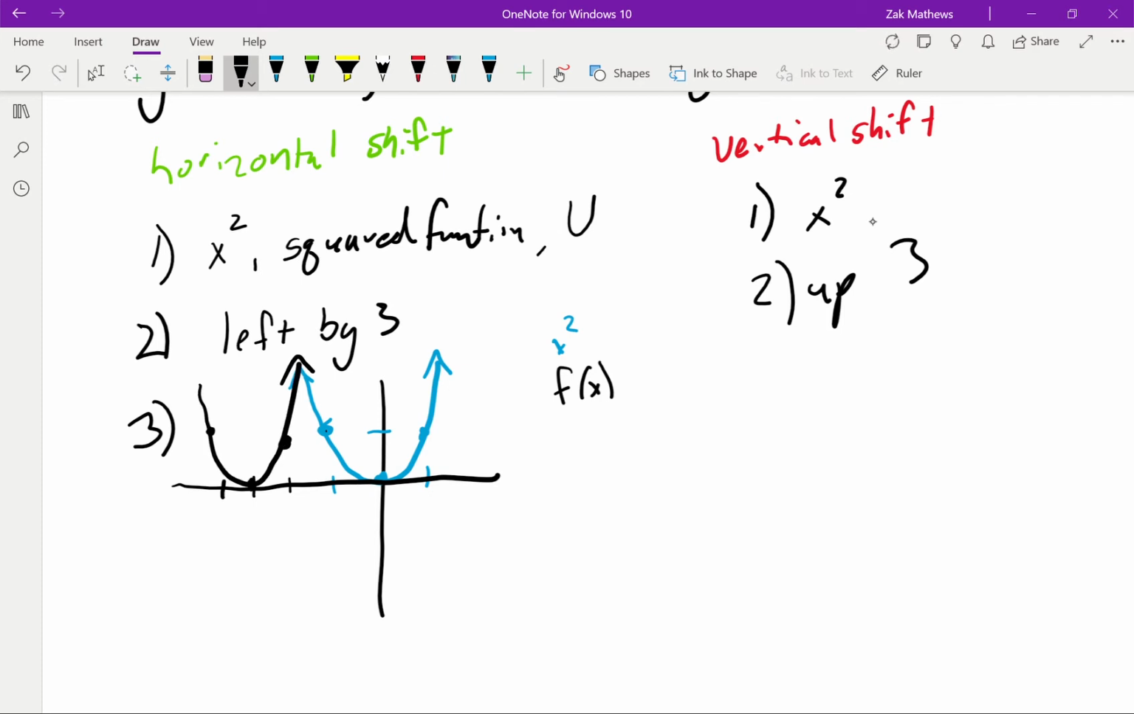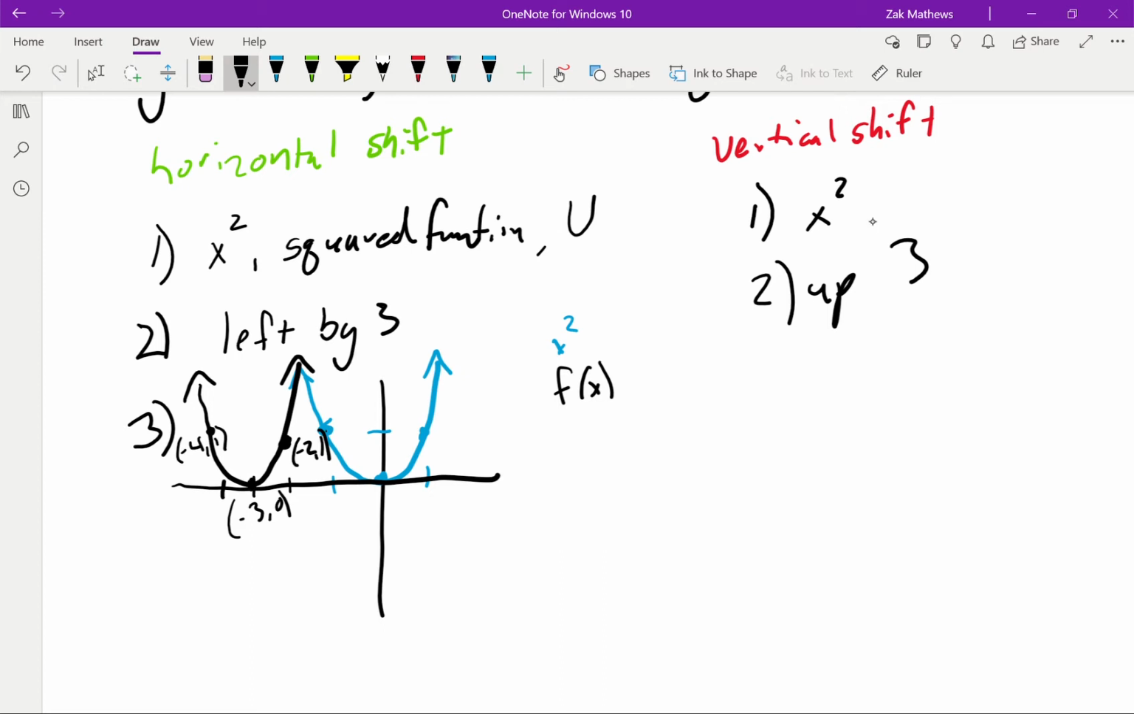It is still a parabola. We can see that it looks the same, it's just been shifted over to the left. So my points would be (negative 3, 0). This would be (negative 4, 1). And this would be (negative 2, 1). And that would be my final image.